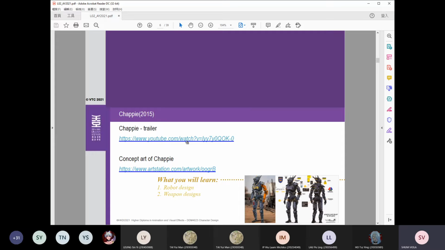So for the main character, this one is our main character, Chappie. Actually this is a robot, but you know that most of the AI learn from the human being. At the beginning, this robot, Chappie, learns some bad habits from the gangsters. So he learned to rob people, so he learned to do some wrong things. But by the end he becomes a very good robot.